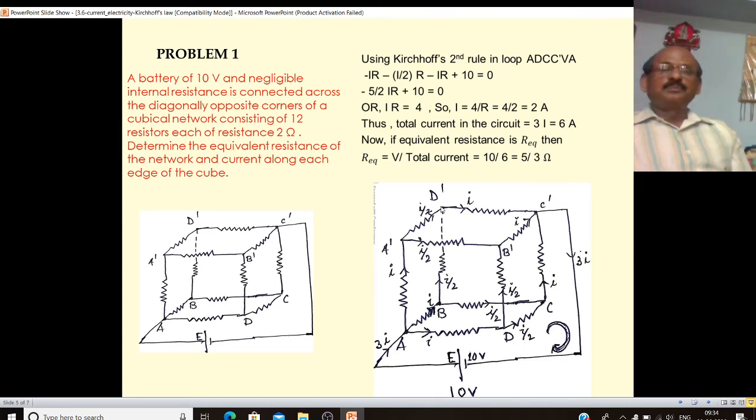Again come to the point D dash. See, here I by 2 current is coming, and from this side I by 2 current is coming, so now I current will leave. Similarly, from B dash I current will go towards C dash, and from C to C dash again I current. So total 3I current will leave the circuit.